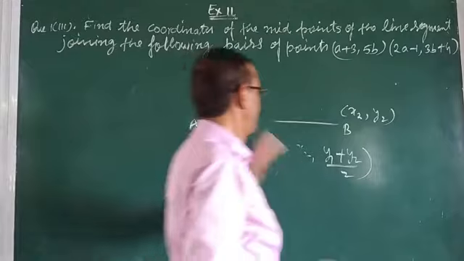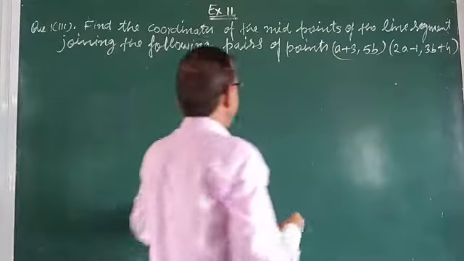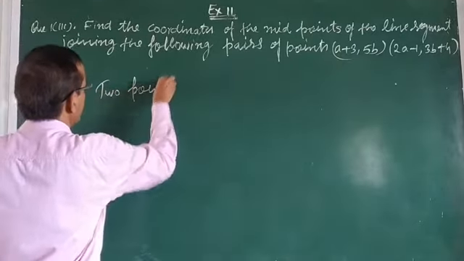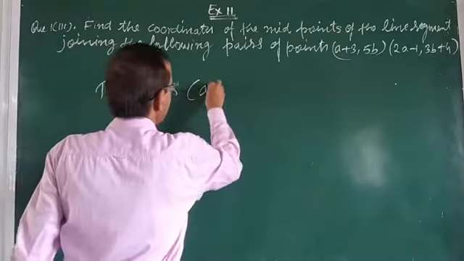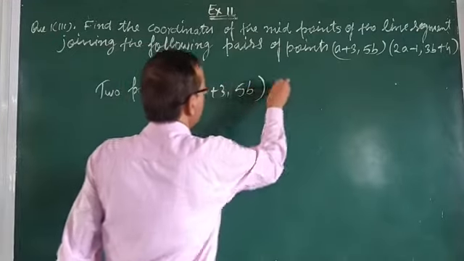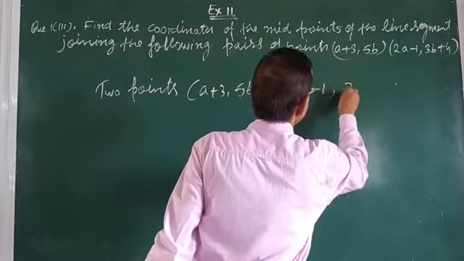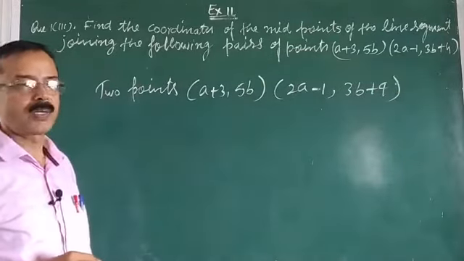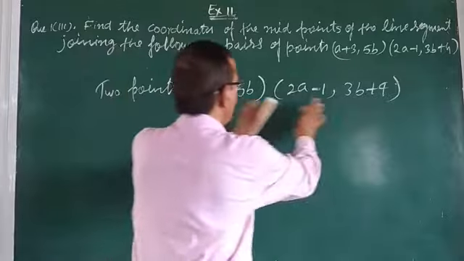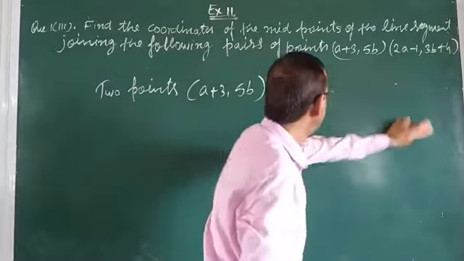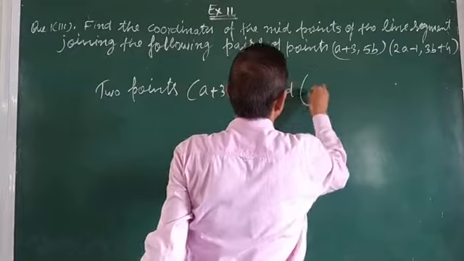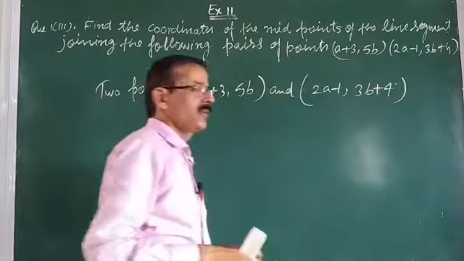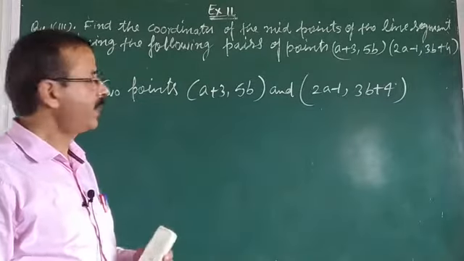Two points are given. If two points are given, how can you find the midpoint? Let's see. The two points are (a plus 3, 5b) and the other (2a minus 1, 3b plus 4). These two points are given, and we have to find the midpoint between them. How do we have to find it?